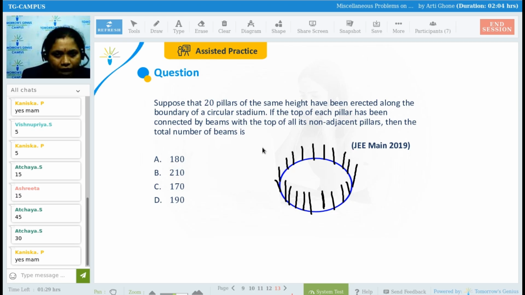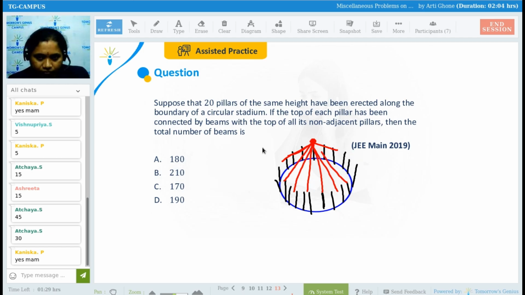If the top of each pillar is connected by beams with the top of all of its non-adjacent pillars. Like, what are non-adjacent pillars? I'm taking one for reference. If I'm taking this pillar, these are the adjacent ones. It is forming any kind of geometry, but not with the adjacent one. Clear? So how many such beams can be drawn?